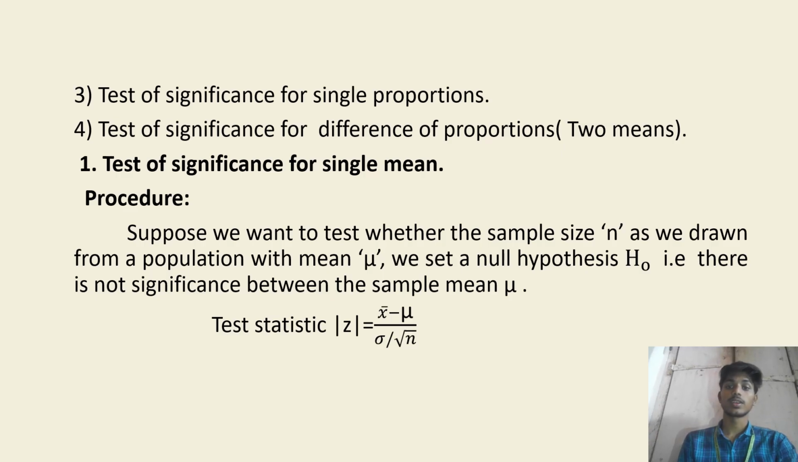Test of significance for a single mean, procedure. Suppose we want to test whether a sample of size n has been drawn from a population with mean mu. We set a null hypothesis H naught: there is no significant difference between the sample mean and mu. Test statistic: modulus of Z equals x bar minus mu by sigma by root of n.